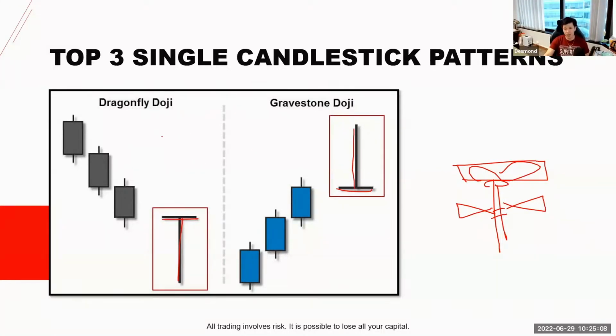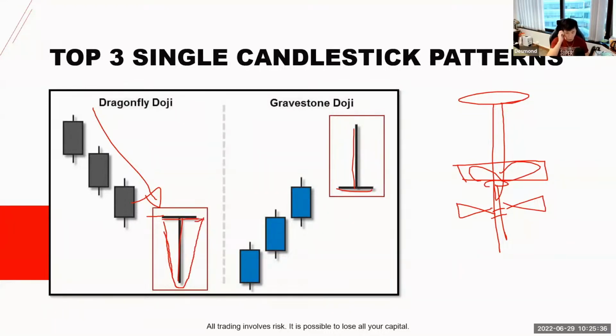Dragonfly dojis are very, very effective at the bottom of a trend. Because what has happened? Price opens here and is pushed all the way down. The important thing about a dragonfly is that it has a small head but a super long tail. The long tail is important because it shows that price was pushed all the way down by the bears, but the bulls took over and pushed it all the way back to the open price. So dragonfly dojis are super strong. They're only strong at the bottom of a trend. They are not so strong at the top.